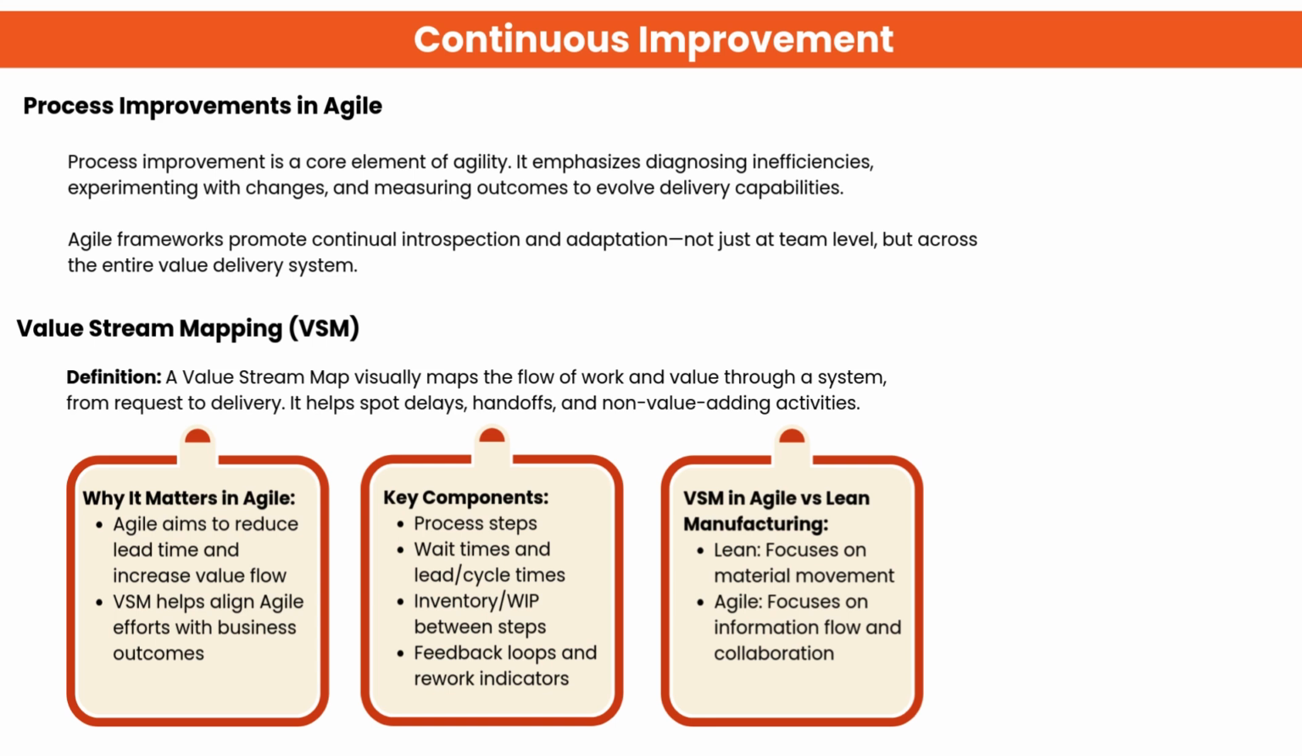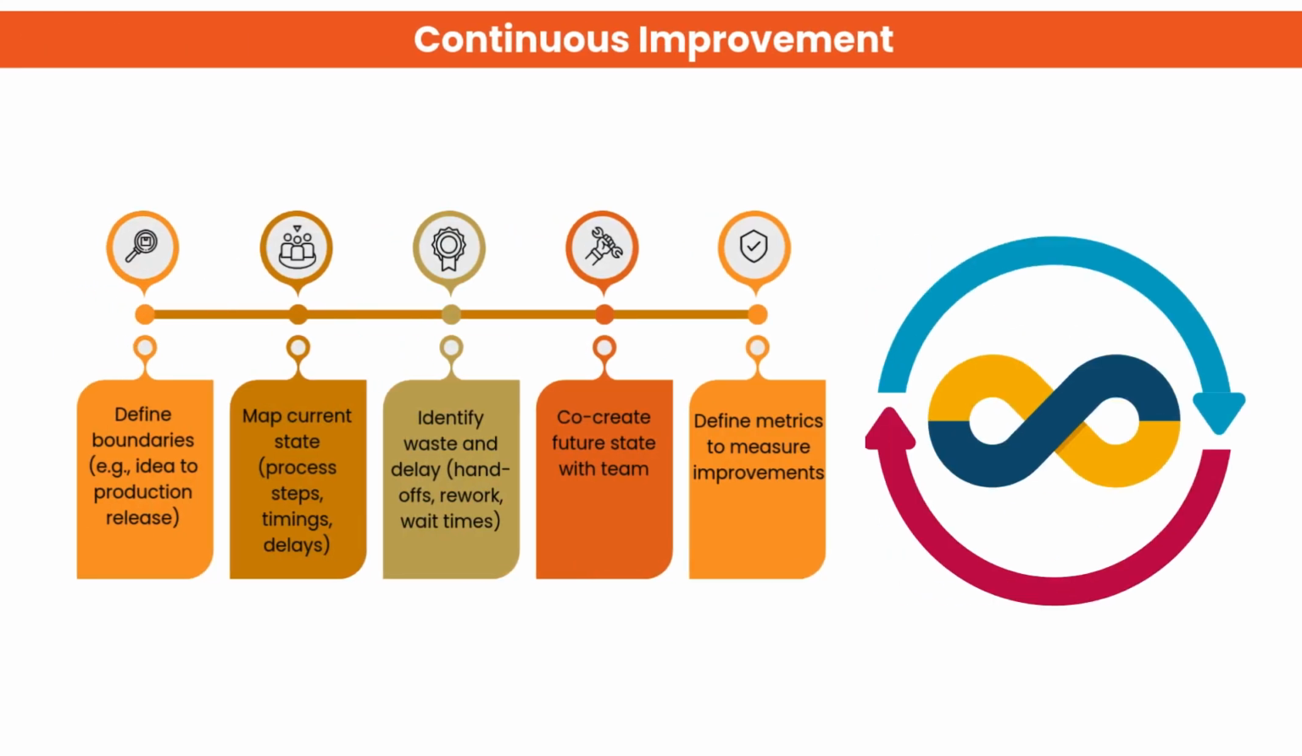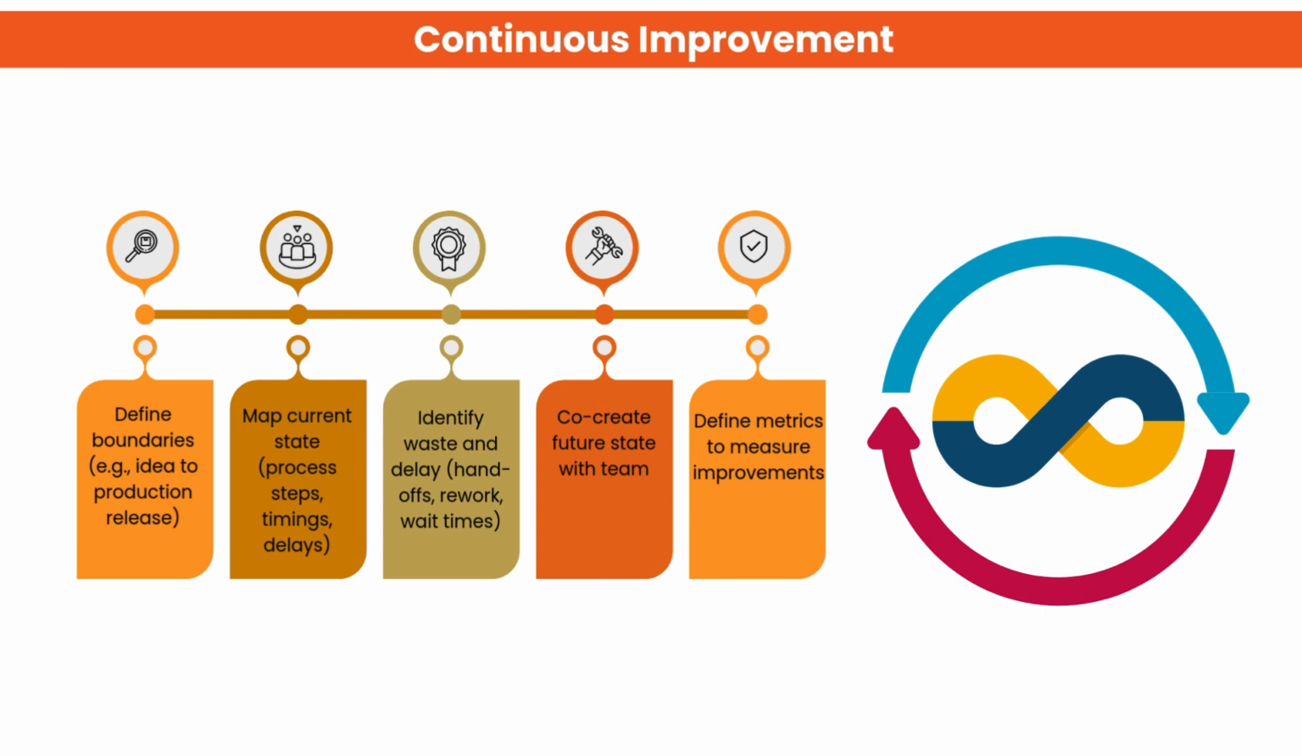Key VSM elements include process steps, wait times, cycle times, WIP, and feedback indicators. Unlike Lean, which focuses on material flow, Agile VSM emphasizes information flow and team collaboration. This slide shows the steps of continuous improvement using a structured flow. We begin by defining the scope, then mapping the current process.